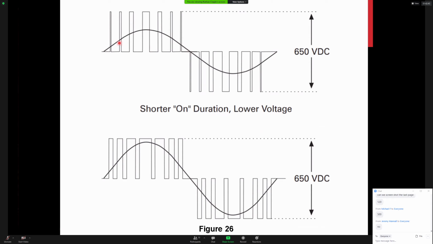So that's how voltage is controlled with the pulses. And then the frequency is controlled with the interval for time between positive and negative alternations. If we wanted to increase the voltage, notice how the pulses are simply wider. In fact, in this case, they appear to be about twice as wide.